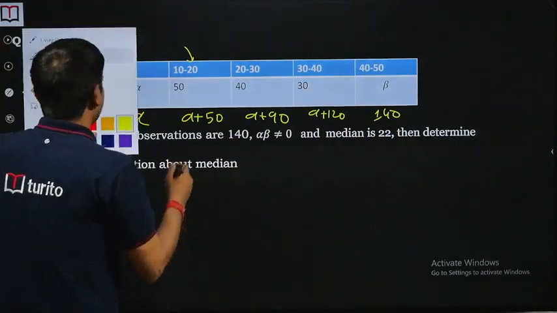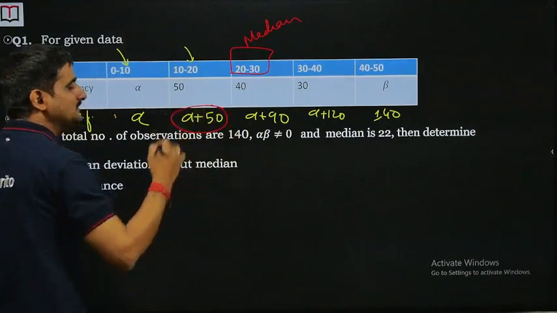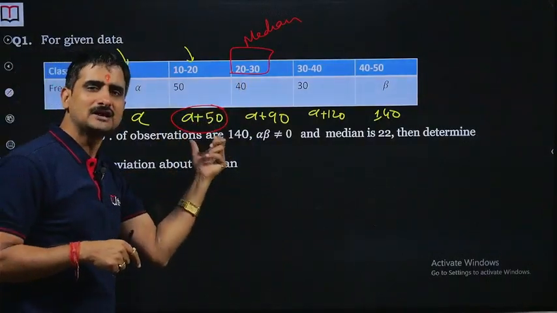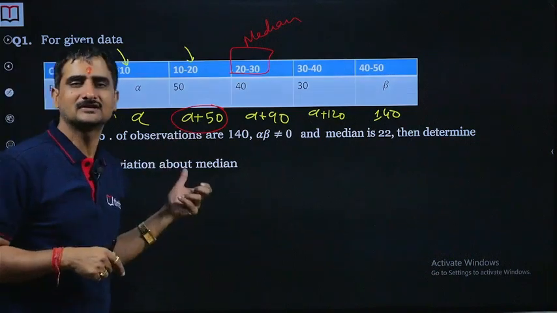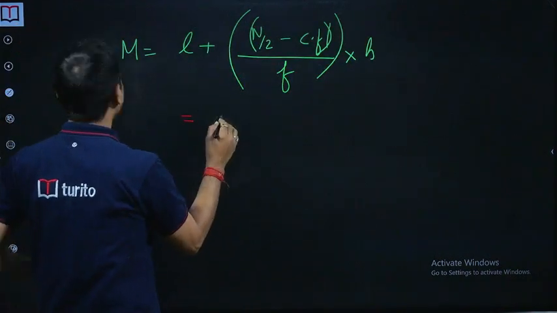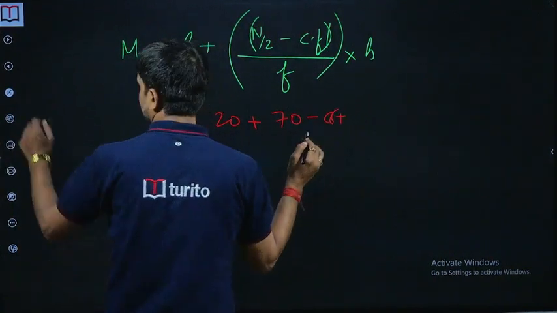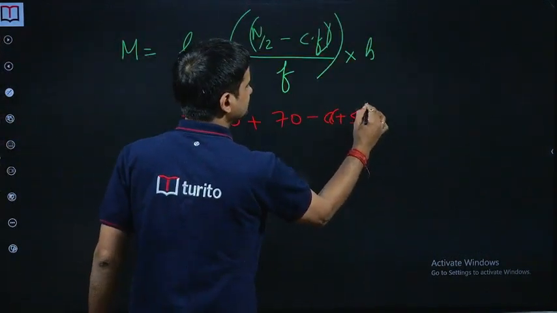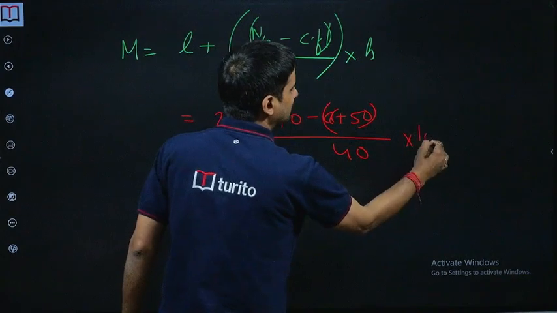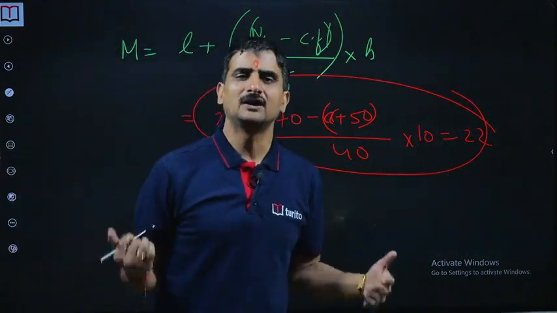Now, we have already seen the median class. The cumulative frequency we use is the one occurring just before the median class. So it's alpha plus 50. So this is 20 plus 70 minus alpha plus 50, upon the frequency, which was 40 here, into 10, and this is your 22. Solve it, we get alpha, hence we get beta. Put the values of alpha and beta, and you have your mean deviation.